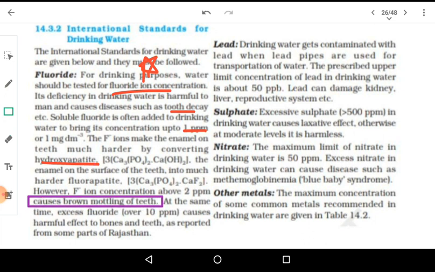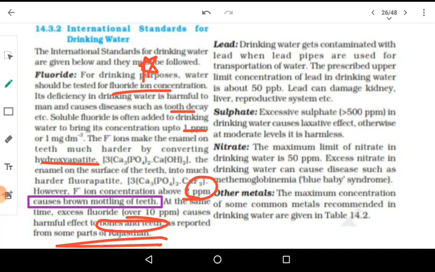So this is important. If there is enough fluorine, that is 1 ppm, then it can cause hardening of the enamel. And if its concentration increases to 2 ppm, then it can result in brown mottling of the teeth. At the same time, if we have excess fluoride of over 10 ppm, then it can cause harmful effects to the bones as well as to the teeth, and this is reported in certain parts of Rajasthan.